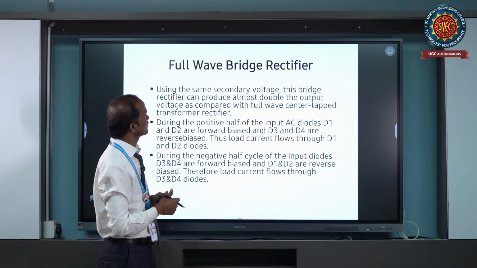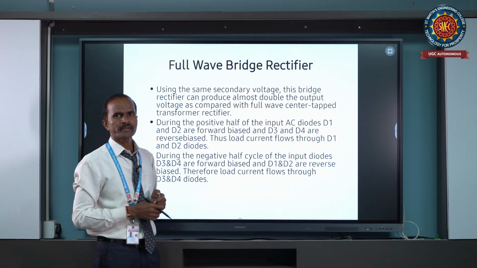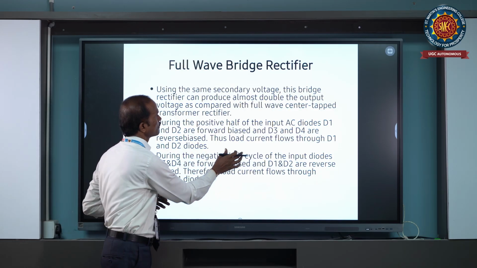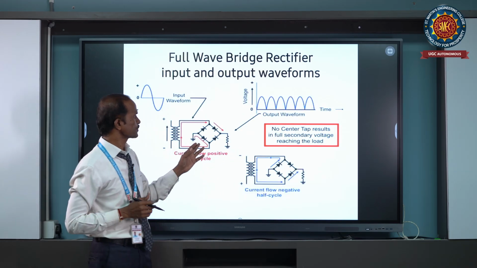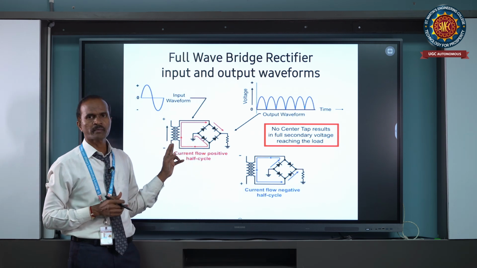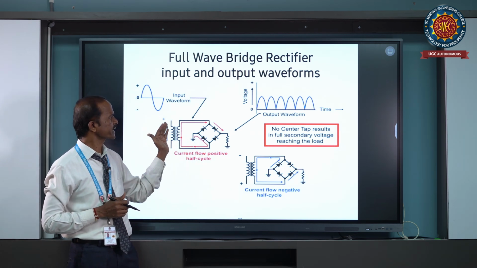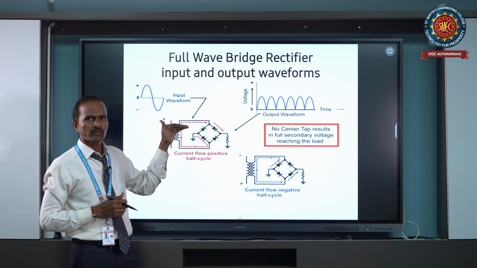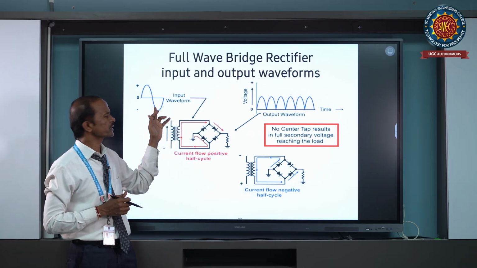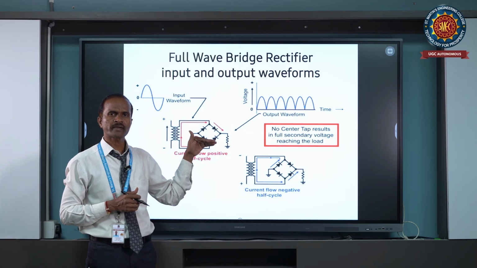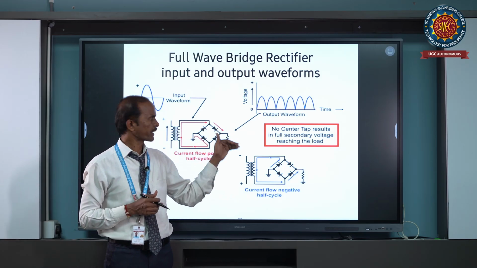Next, another one is the bridge rectifier. In this case, we are using 4 diodes and one transformer here. So during the positive half cycle, what is happening here? What is the condition of a diode? During the negative half cycle, what is the condition of a diode here? We are going to analyze this.